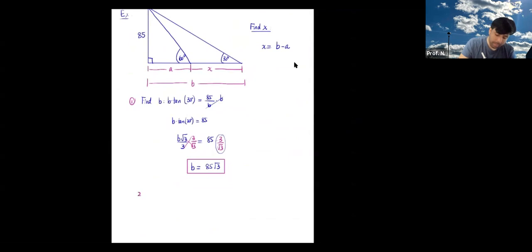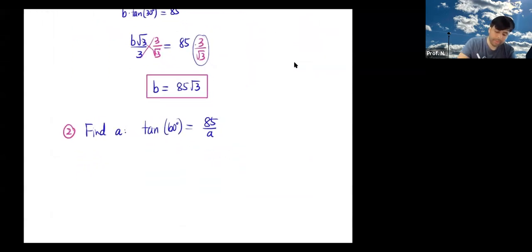Now, find A. How do you find A? Well, A value is here. This is the opposite side to 60. So I can use what? I can use tangent of 60 degrees is equal to 85 over A, and do the same exact thing again. Find A by multiplying by A on both sides. The A's cancel, and I'm left with A multiplied by tangent of 60 degrees is equal to 85. Tangent of 60 degrees is rad 3, so A rad 3 equals 85.